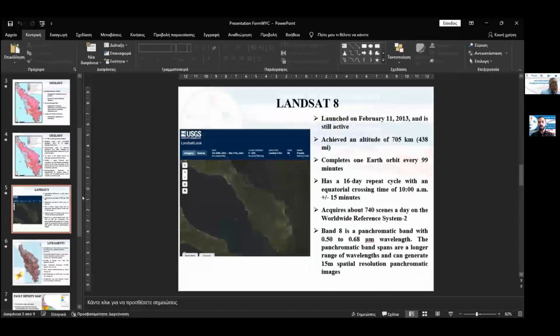In our study, we use Landsat 8 images. Landsat 8 is a program which launched on February 11, 2013, and the satellite achieves an altitude of 705 kilometers and completes an Earth orbit every 99 minutes. It has a 16-day repeat cycle and acquires about 740 scenes per day in the Worldwide Reference System. In our occasion, we especially use band 8, which is a panchromatic band with a 15-meter spatial resolution.